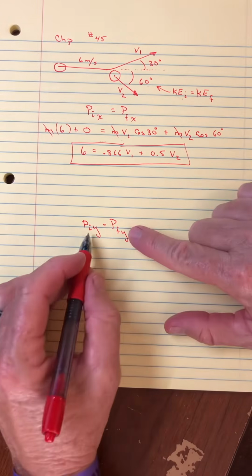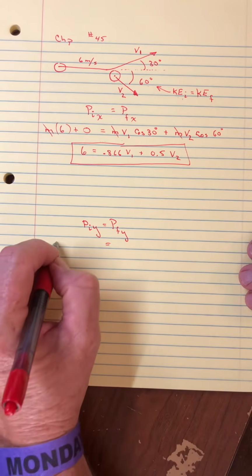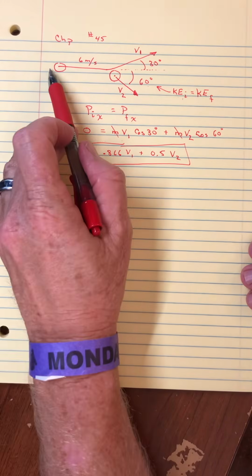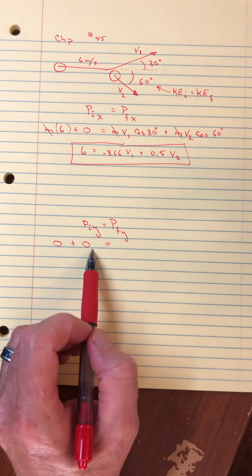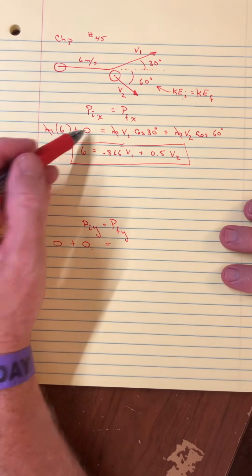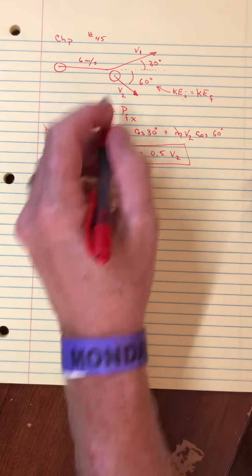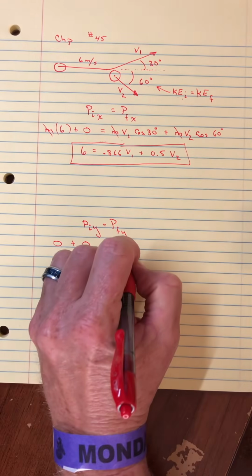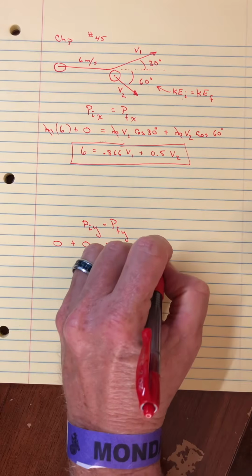All right, so now let's try the y direction. Now in the y direction, we've got 0 plus 0 before the collision. You see the first puck is moving, but it's all x, so it has no momentum in the y. And the second one's not even moving, so it has no momentum in either x or y. So that's why I put a 0 there and a 0 there. And of course, then after the collision, number 1's going up, so I'd say it is mv1 sine of 30 degrees.